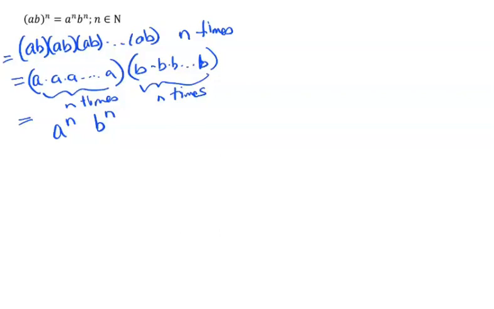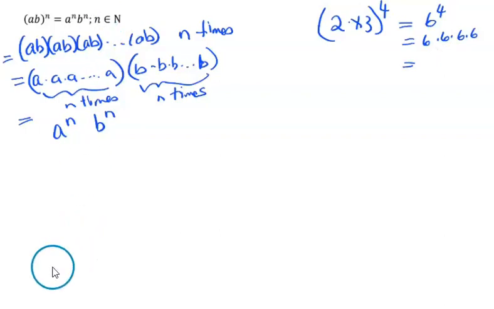If we simply just look at an example, for instance, suppose we have 2 times 3 to the power of 4, then we can say, okay, this is equal to 6 to the power of 4, which is 6 times 6 times 6 times 6, which is equal to 36 times 36, and if we calculate it, we see the answer is 1296.